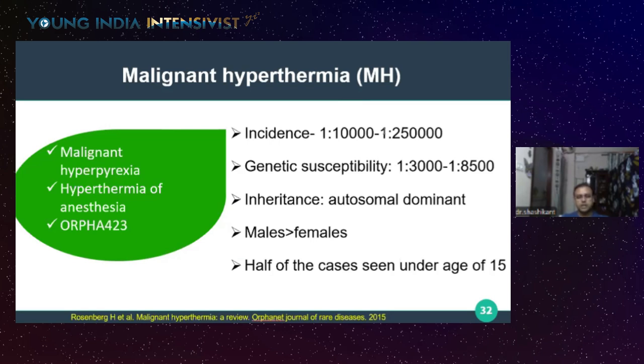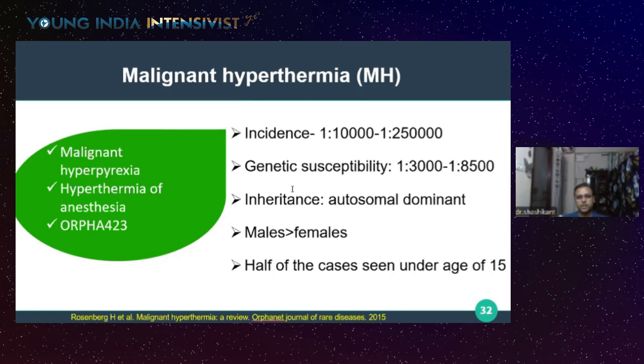incomplete penetrance. That means we have a gene which is mutated and responsible for malignant hypothermia that is present in an individual, but that is not getting expressed. That is why the genetic susceptibility is seen in a different proportion than the real incidence.